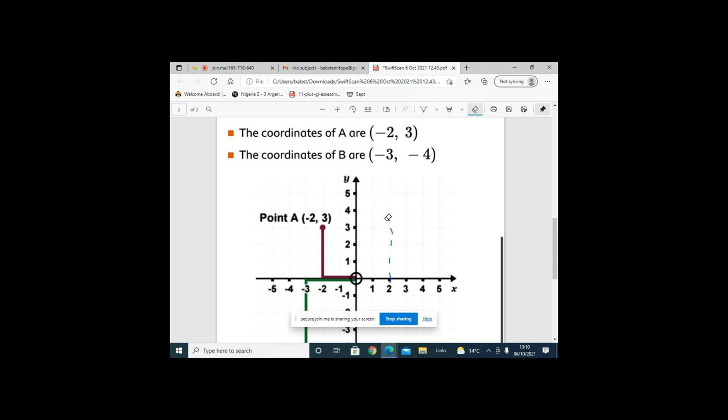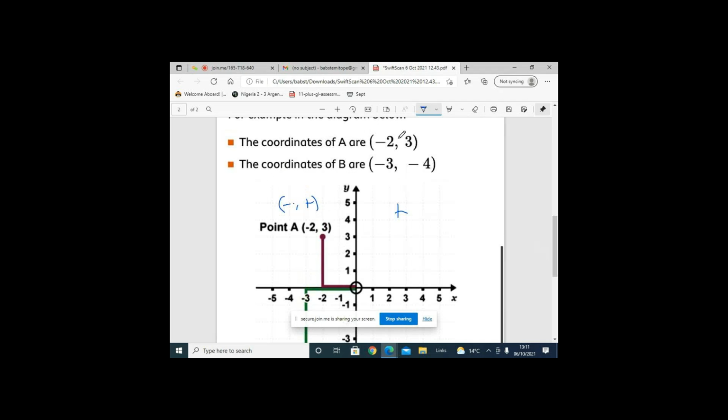There are actually 4 quadrants. This part is called positive, positive, because the y is positive and the x is also positive. In this case, it's negative, positive, because the x here is negative and the y is positive. So if they ask where this one would fit in, it's going to be this quadrant. Because the x is negative and the y is positive.